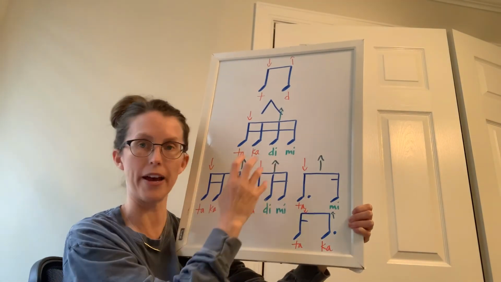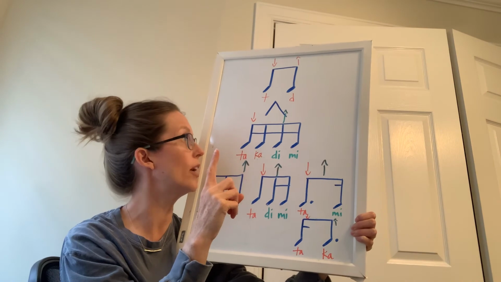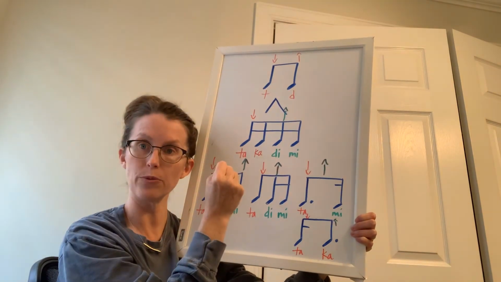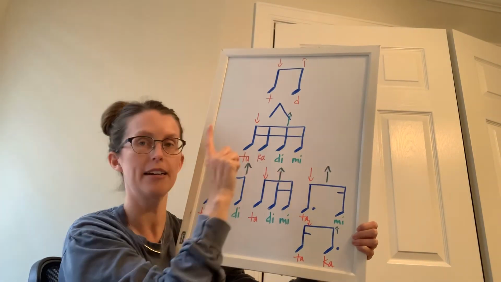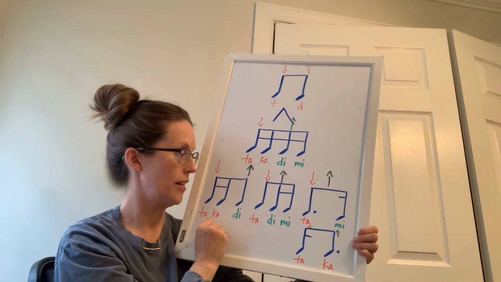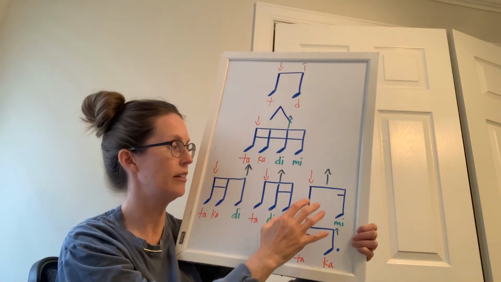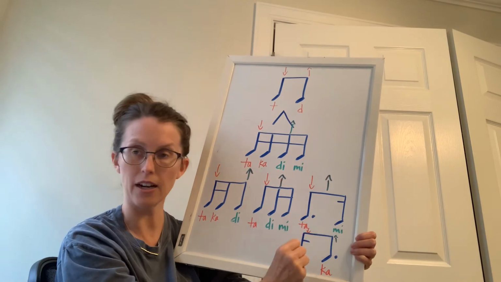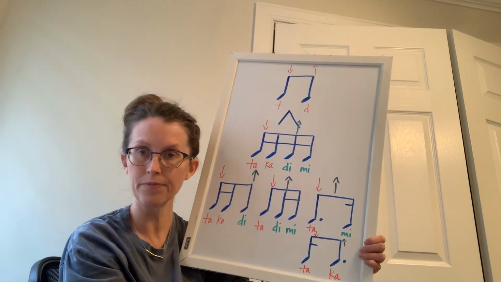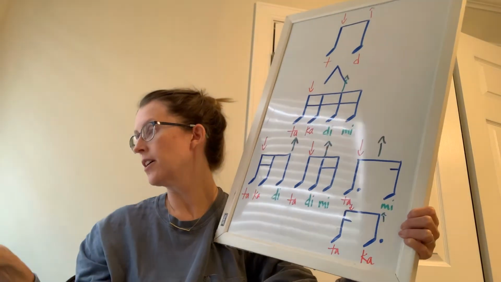Lastly, all of these patterns individually get one beat, right? Tadi collectively is one beat. Takadimi, that's one beat. Takadi, one beat. Tadimi, one beat. Tami, one beat. Taka, one beat. So keep that in mind as well.